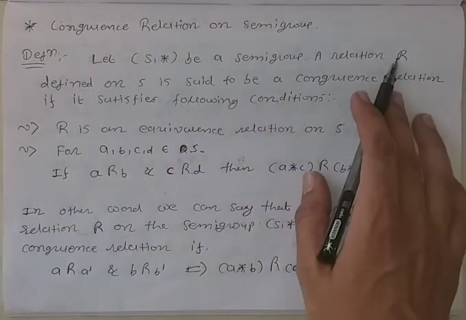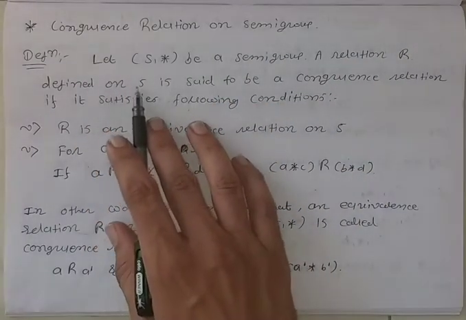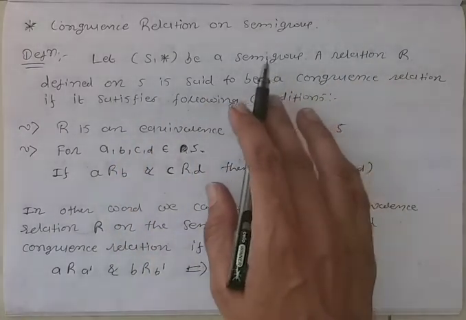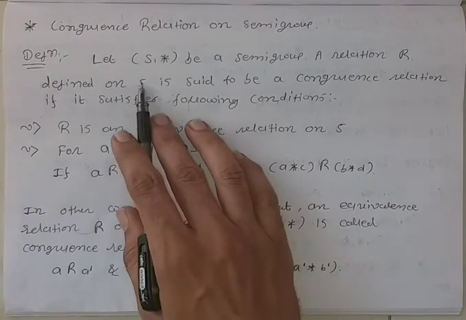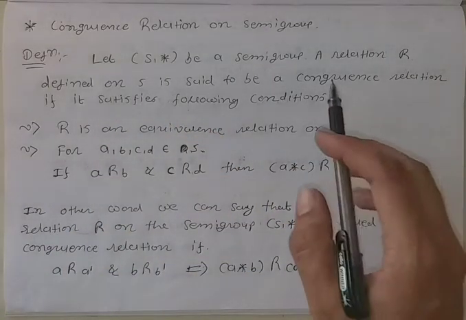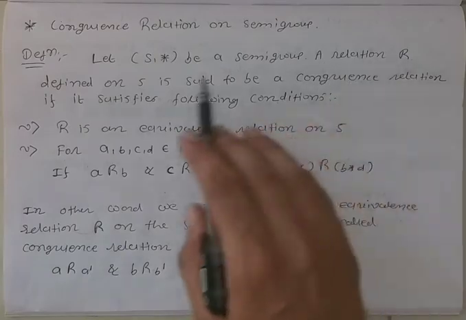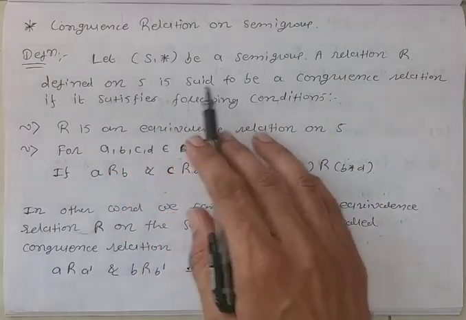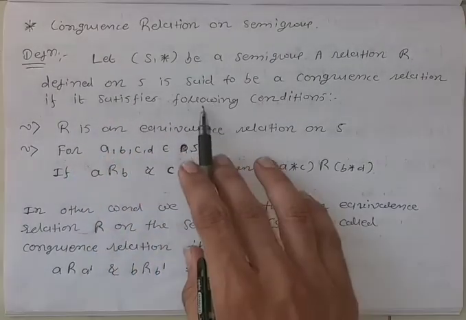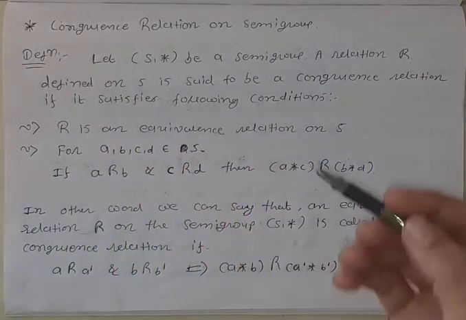A relation R defined on set S. So first of all, what is a relation? Relation R is a subset of S cross S. Okay. So we have discussed this in the earlier lectures. A relation R defined on set S is said to be a congruence relation if it satisfies the following conditions. Okay, there are two conditions.